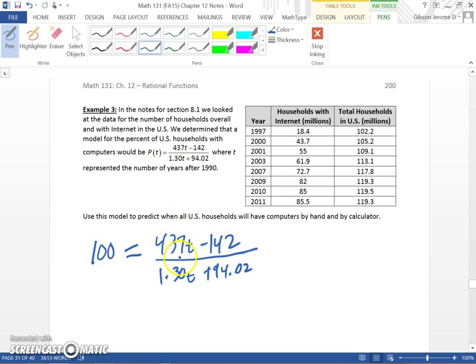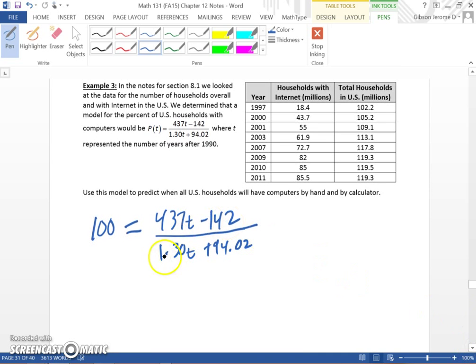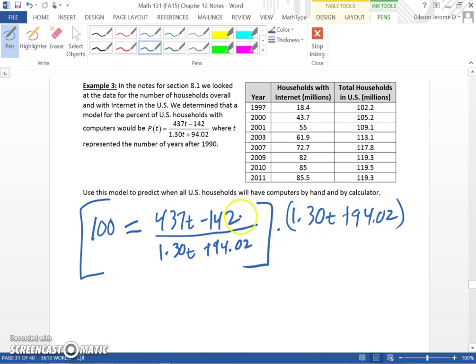So what we would do here is multiply each side by this denominator, because remember, we want to get rid of the denominator. I'm going to write it behind the problem because I didn't leave myself enough room, so it still would mean the same thing. We would take 100 times this parenthesis here. This will give us 130T plus 9,402. And that will equal this denominator, and this value would simplify out, leaving us 437T minus 142.